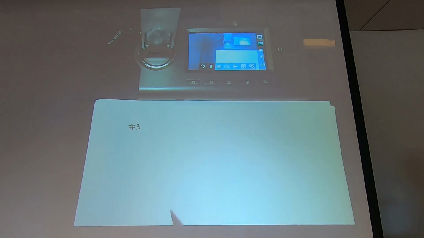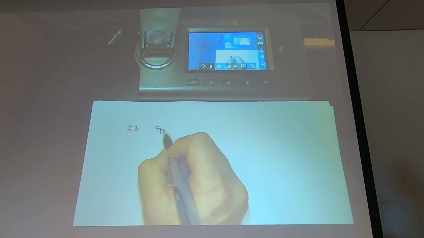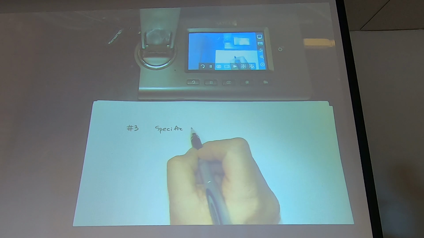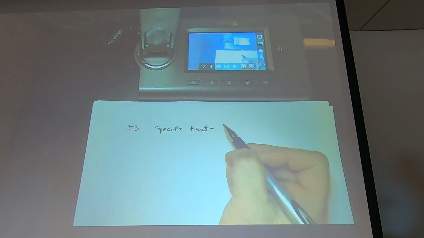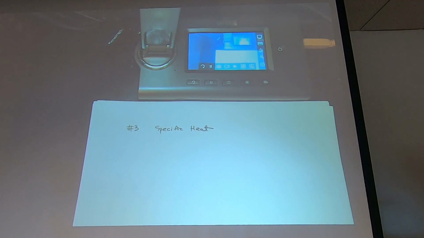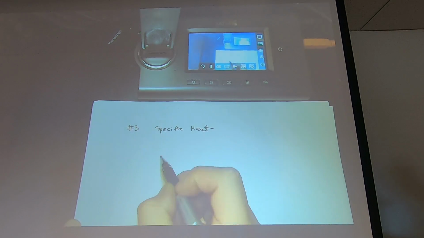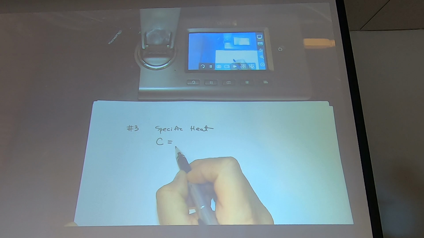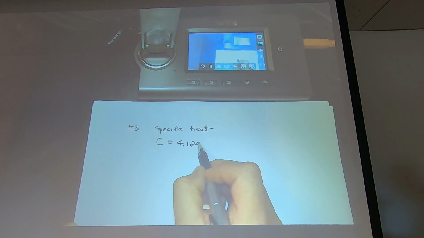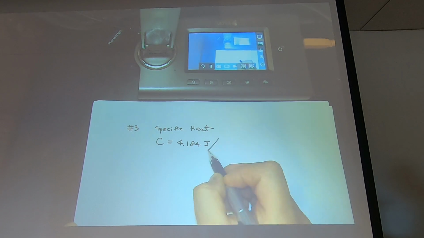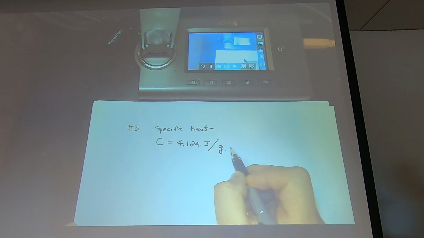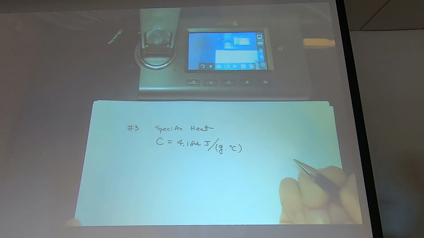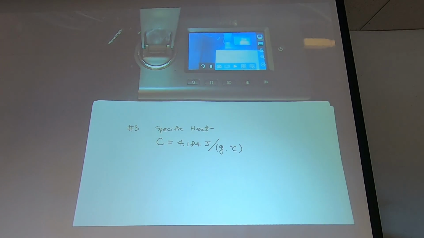And this is a specific heat. In other words, we call it the heat capacity. And this problem says the specific heat for water, which we call C, is 4.184 joule per gram degree C.